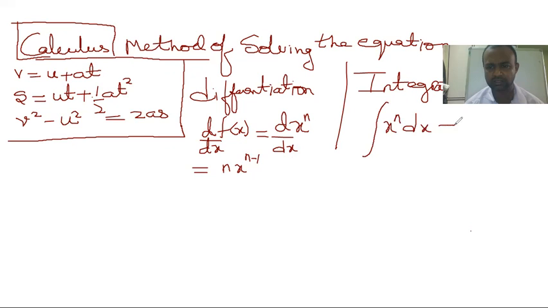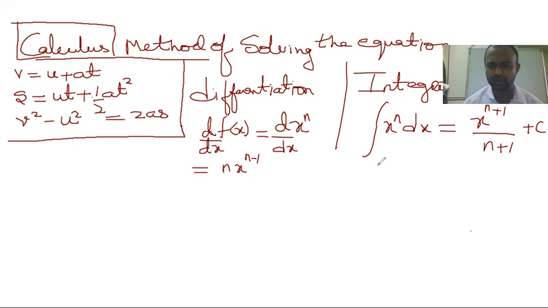How this formula comes about, you're going to learn in mathematics, but how to use it as a tool, you're going to learn in physics. So the result is x power n plus 1 by n plus 1, of course plus c, an integration constant. This is called indefinite integration.